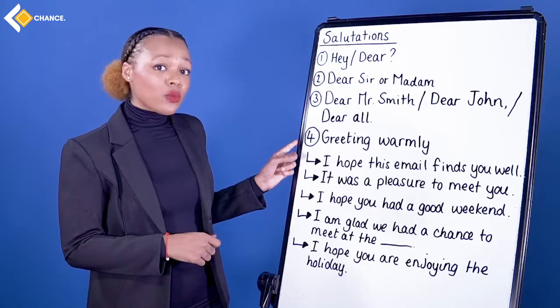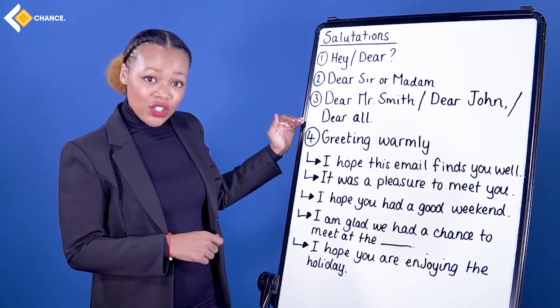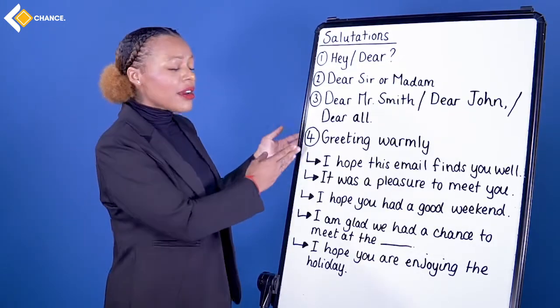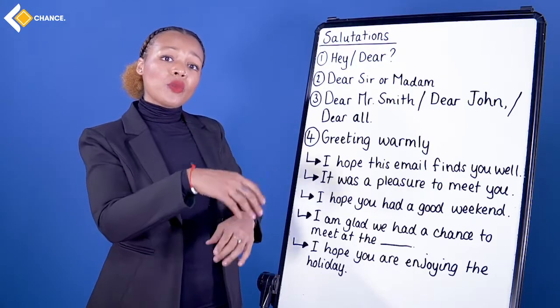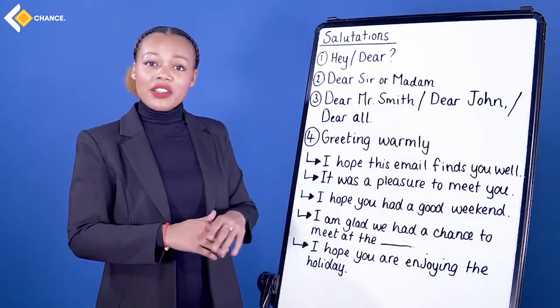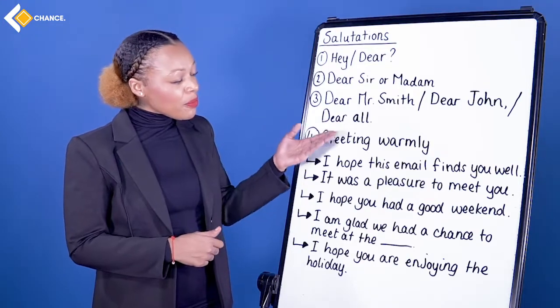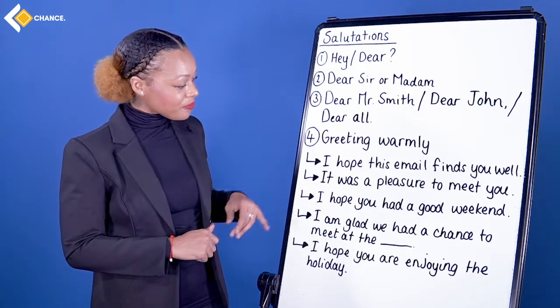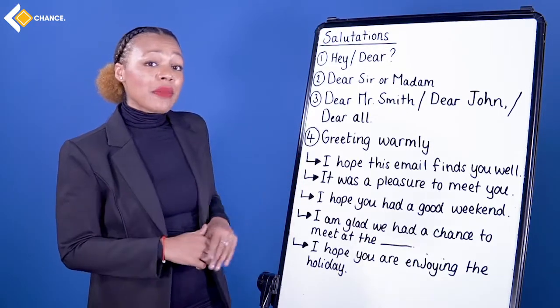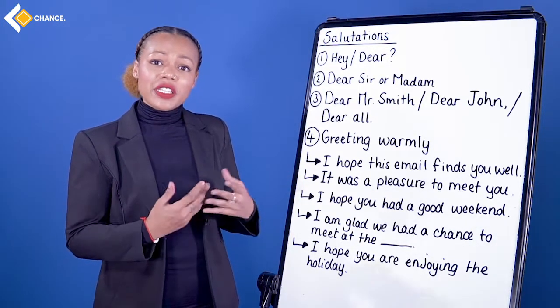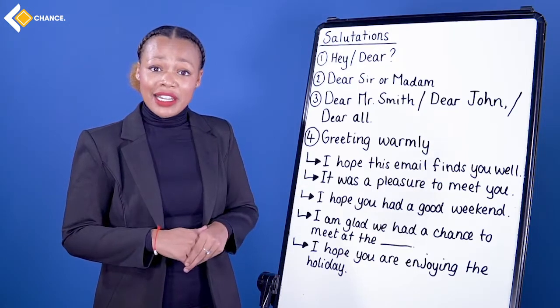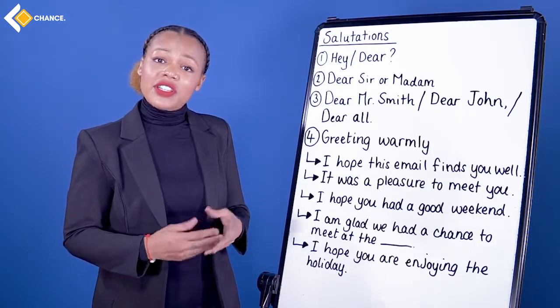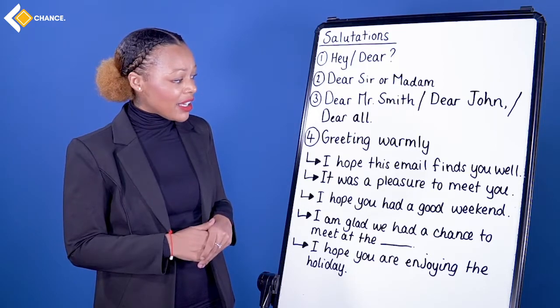Now, how do we greet warmly? We have our salutation now, we need to say something nice. By greeting warmly, we can open up a nice relationship with the person that we're emailing. So there's a number of ways that we can do this. Let's have a look at some of these examples. I hope this email finds you well. So this means that you hope the person you're emailing is well and they're okay. This is a very nice way to start an email.